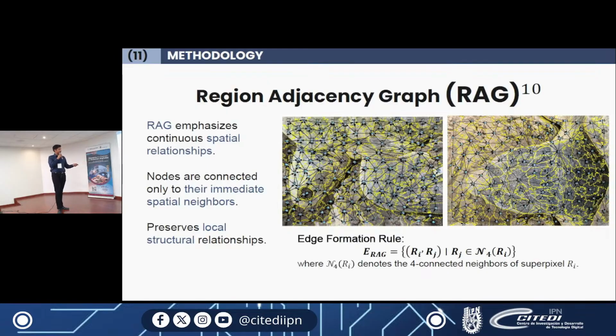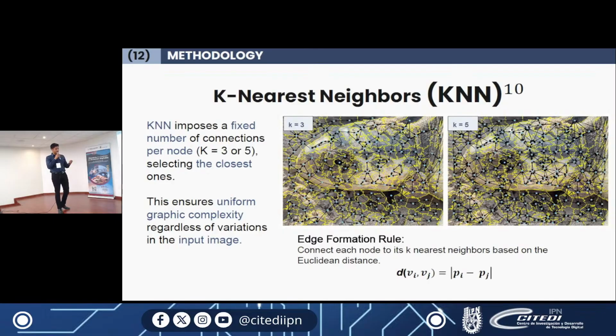We have 3 ways to create the graph that I'm going to explain. This is the first way, the region adjacency graph. In this technique, RAG emphasizes continuous spatial relationships, so the nodes are connected only to the immediate neighbors. With this technique, we preserve the local structural relationships. This is the general formula. Each node will connect with the closest neighbors at the top, bottom, left, and right.